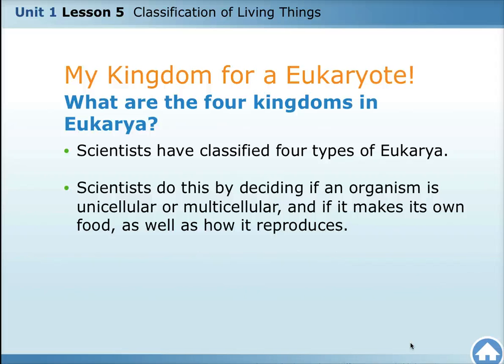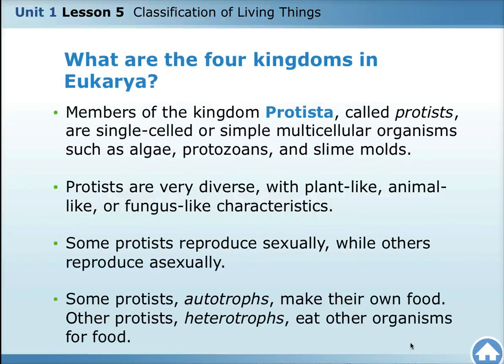On page 60 and 61. Scientists have classified four types of eukarya. Scientists do this by deciding if an organism is unicellular or multicellular, and if it makes its own food, as well as how it reproduces.